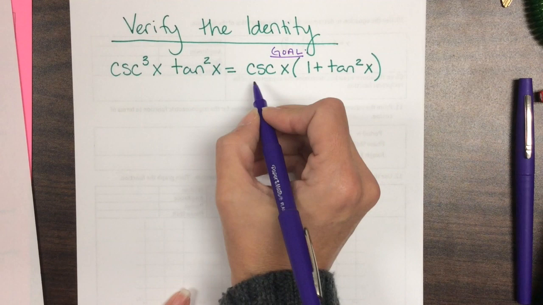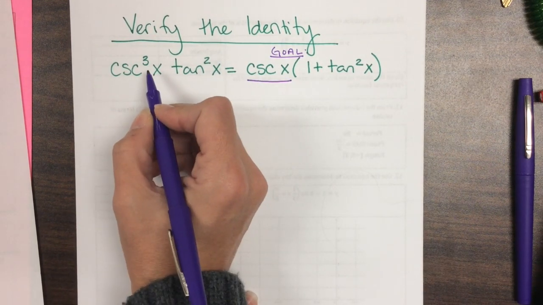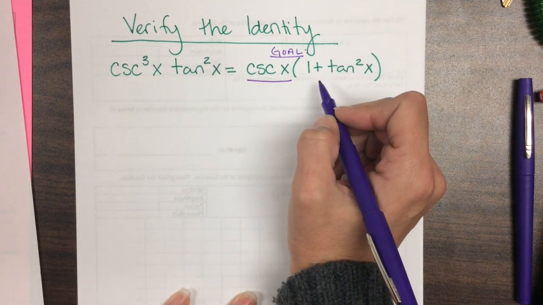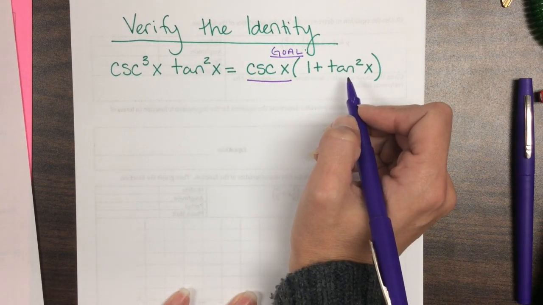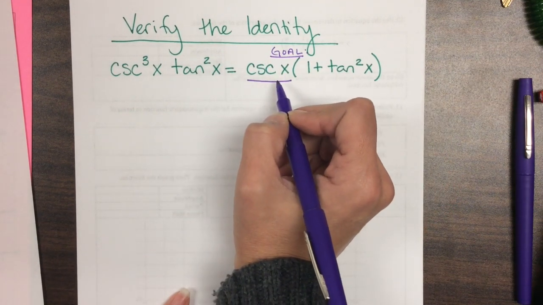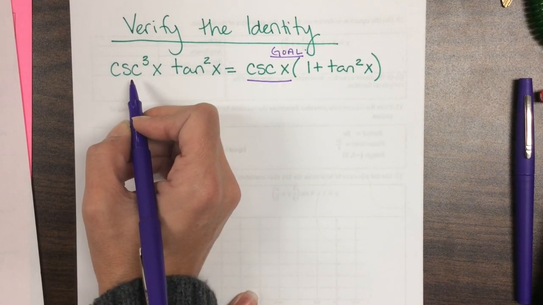And see what you have. I want you to notice that we have a cosecant of x, and over here, we have 3 cosecant of x's. Now this looks like a Pythagorean identity, so let's keep that in mind. But I'm going to focus on this. This kind of tells me what I need to do. I need to break these apart.